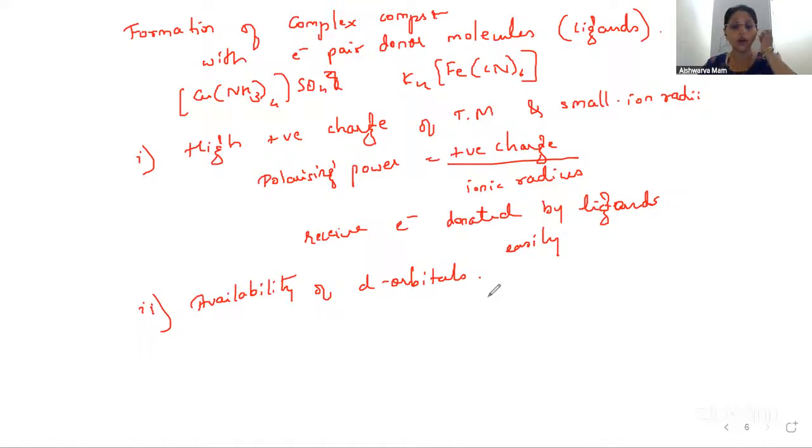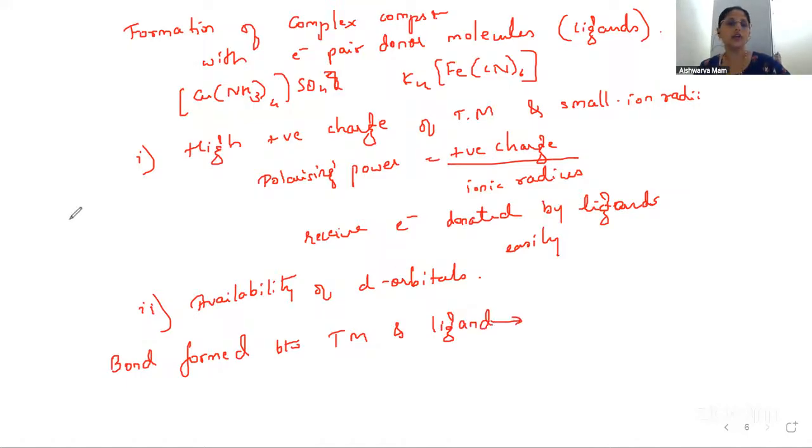The complexes of transition elements are more stable in higher oxidation state. The higher the oxidation state of the element, the more stable the complex compound formed by that element is than in the lower oxidation state. The bond formed between transition metal and ligand is what? A coordinate bond. Very important. The bond formed is neither ionic nor covalent. It is purely a coordinate bond.